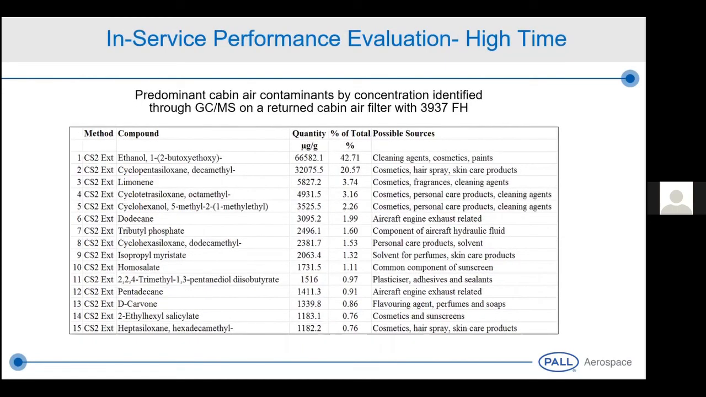Again, another analysis of the filter. In this case, we're looking at a filter with approximately 4,000 flight hours. So it's very close to the end of its life. And you can see that 42% of the compounds is represented by ethanol. But again, we have 20%, 3%, another 3% represented by siloxanes and limonene. Again, we see compound number 7 is TBP, tributyl phosphate, which can be attributed to aircraft hydraulic fluid.